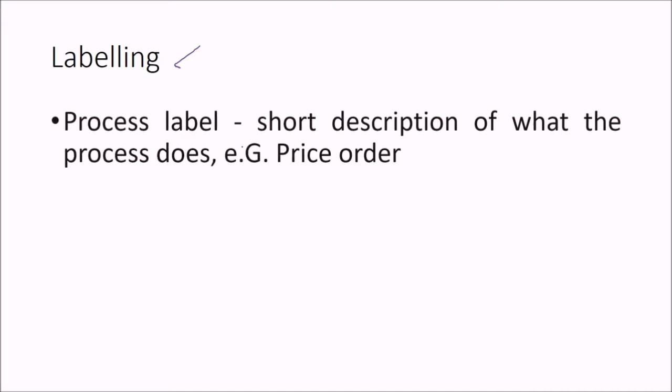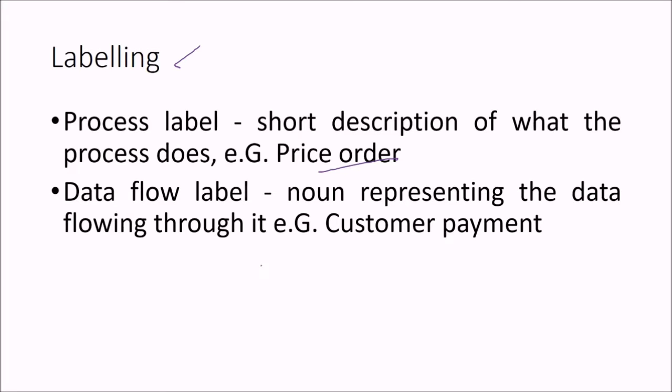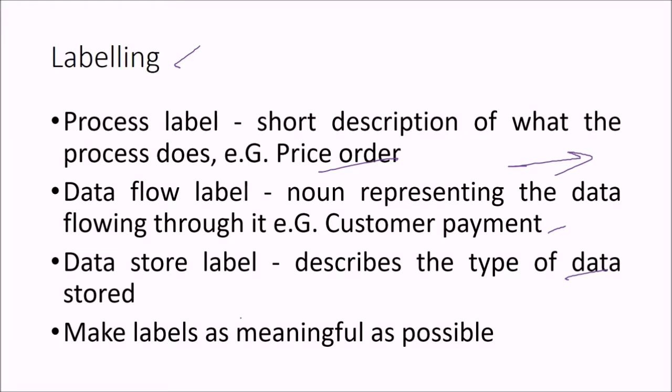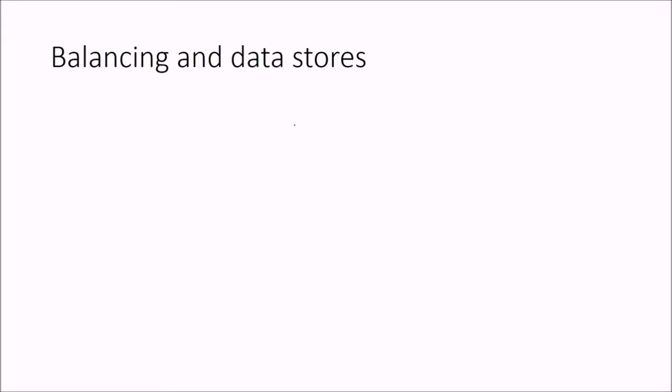What about the labeling? The process label is a short description of what the process does. For example, price order. This is how we will label. The data flow label is a noun which represents the data flowing through it, let us say customer payment. Then the data store label describes the type of the data which is stored. And we are going to make labels as meaningful and as intuitive as possible.